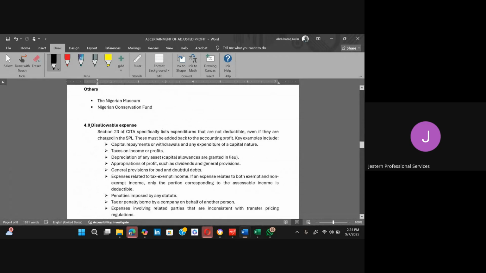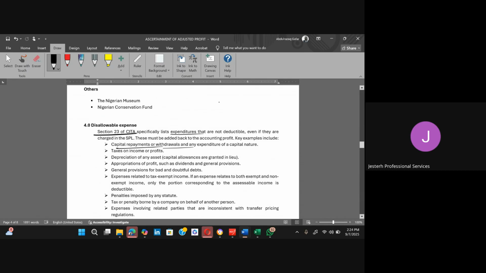So what are our disallowable expenses? Section 23 of the Company Income Tax Act specifically lists expenditure that are not deductible, even if they are charged in the profit or loss. So they must be added back to the accounting profits. Examples are capital repayments or withdrawals and any expenditure of a capital nature.